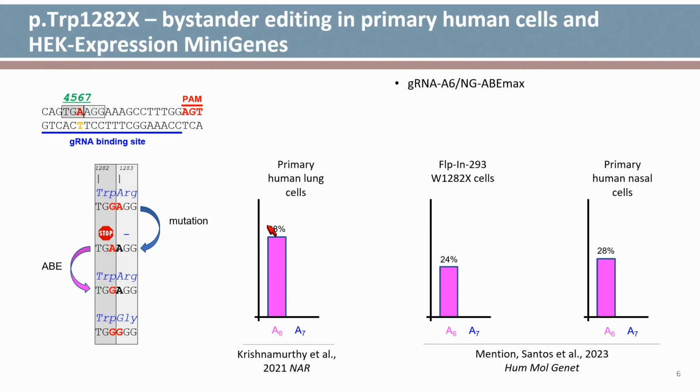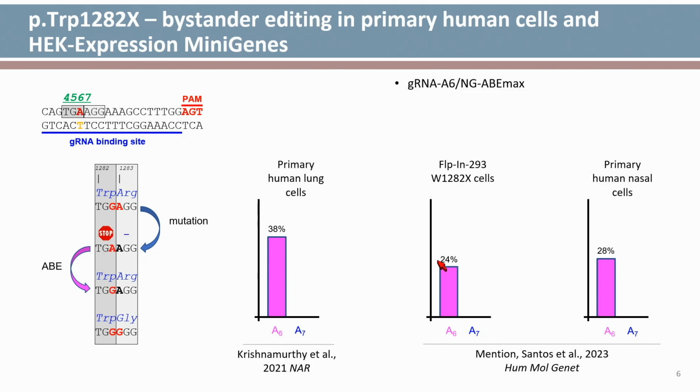We have also used, in collaboration with Patrick's lab and other people in the field, adenine base editing to correct W1282X, so as to avoid the formation of indels and to correct the A back to a G to rescue this mutation. And in fact, using HEK293 cells, a Cas9 variant, and the guide RNA targeting the adenine at position 6 and the NGA-ABE max base editor, we were able to detect around 25% of correction in the amplicons analyzed.